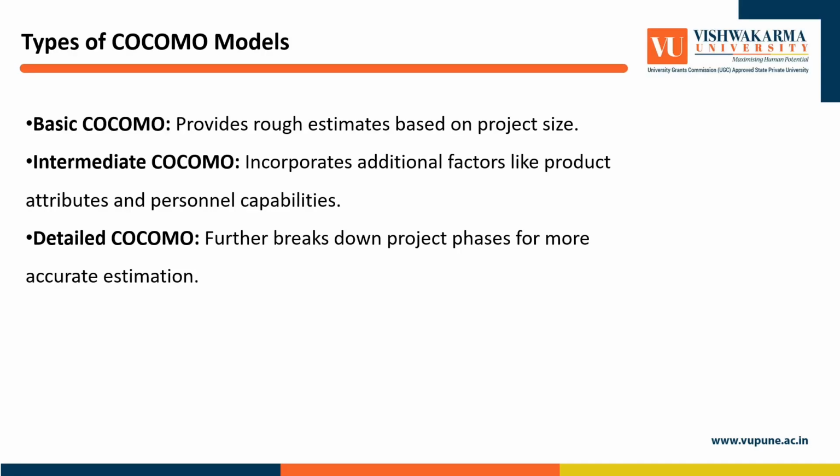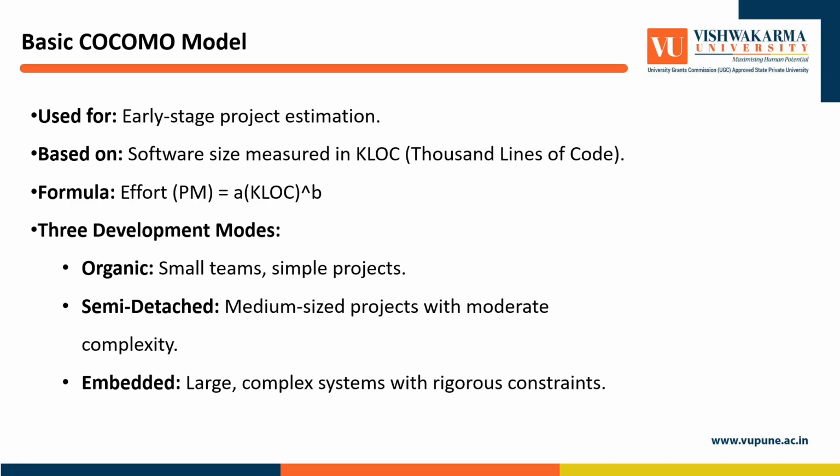Basic Cocomo. The basic Cocomo model gives a rough estimation of effort and cost based solely on the size of software, measured in KLOC, that's thousands of lines of code. It uses a simple formula: Effort is equal to A into KLOC to the power B. The constants A and B depend on the type of project, which is categorized as organic, semi-detached or embedded. It's fast and easy to use, but only provides high-level estimation.